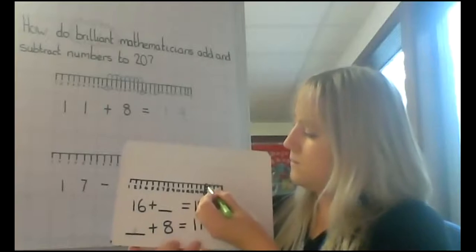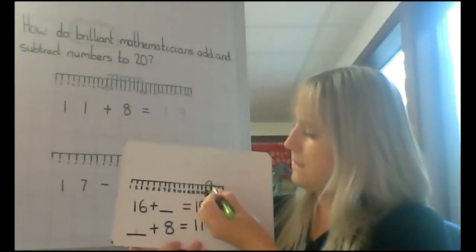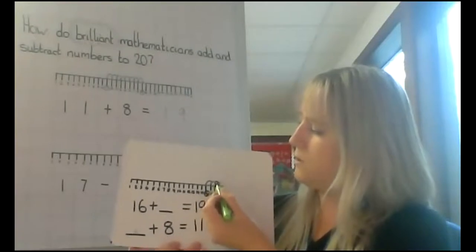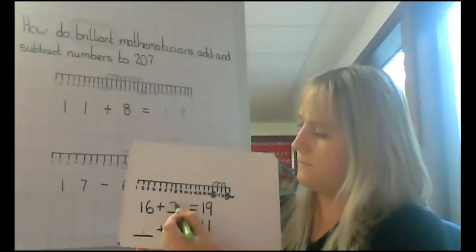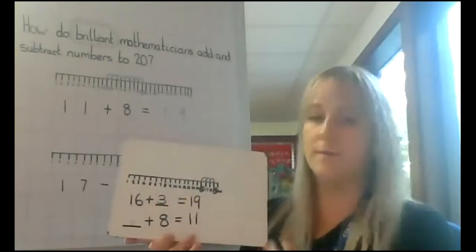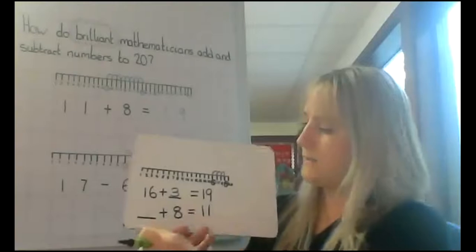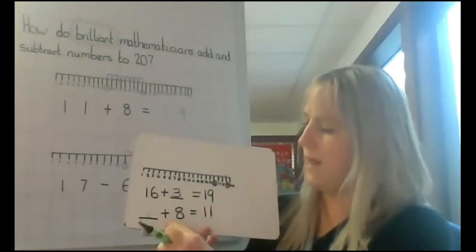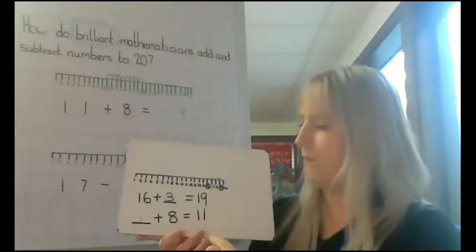That will give me the missing part of my number sentence. So I'm on 16, 17, 18, 19. 1, 2, 3 jumps. So I write 3 in here. 16 add 3 equals 19. I could do it again for a different way. I could go something add 8 equals 11.